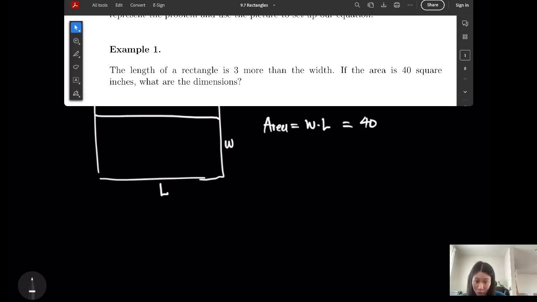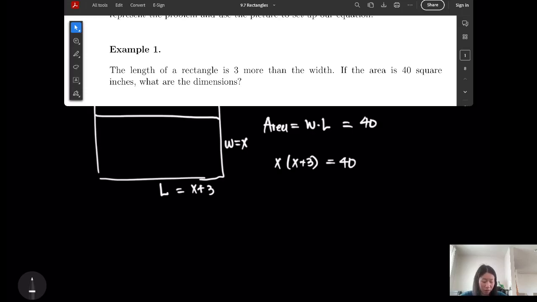Well, for something that we don't know, we will set that equal to x. So if I set the width equal to x, and the length is 3 more than the width, that means the length is equal to x plus 3. Now we will have our equation, which is x times x plus 3 equals 40.